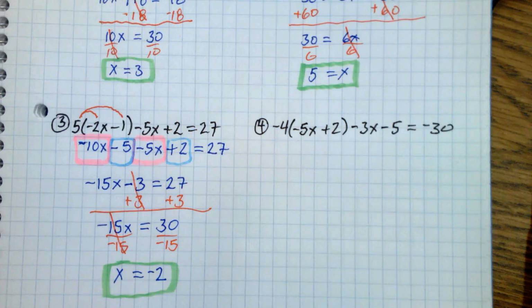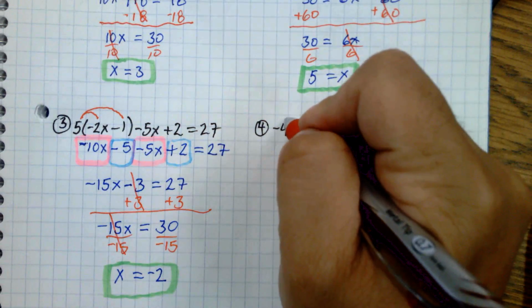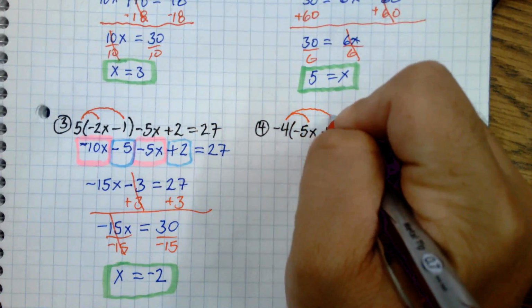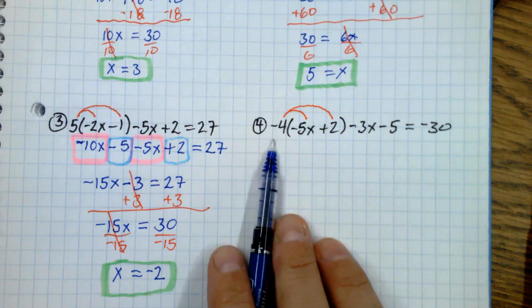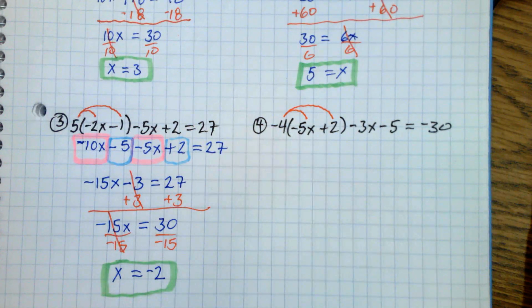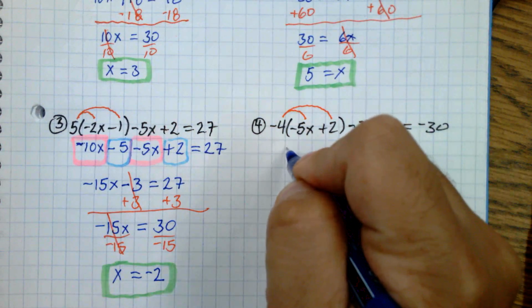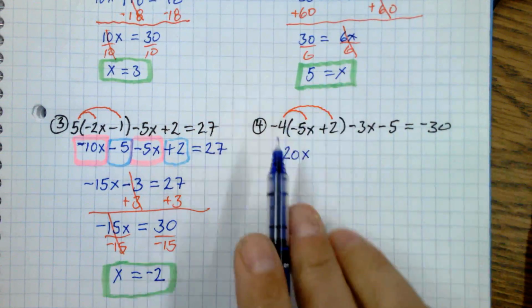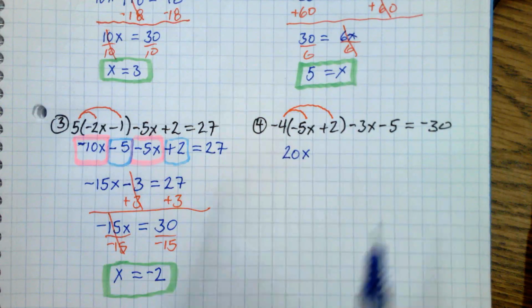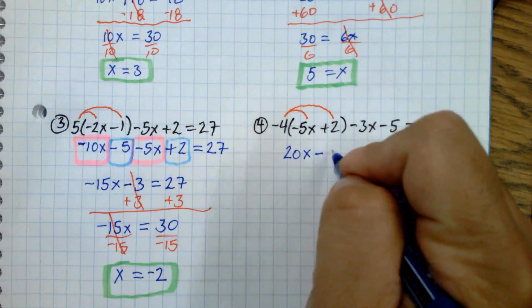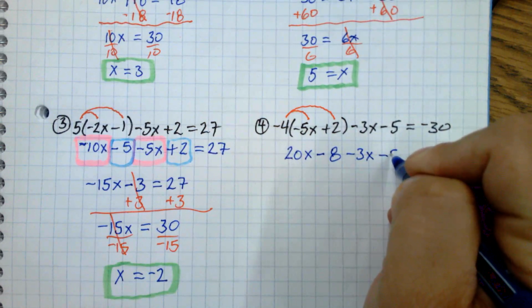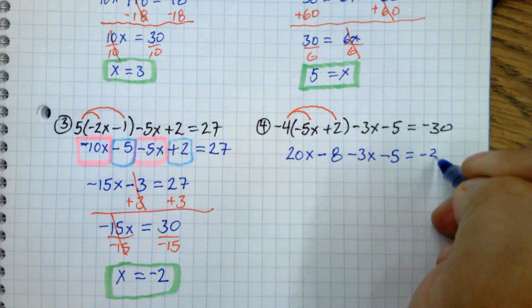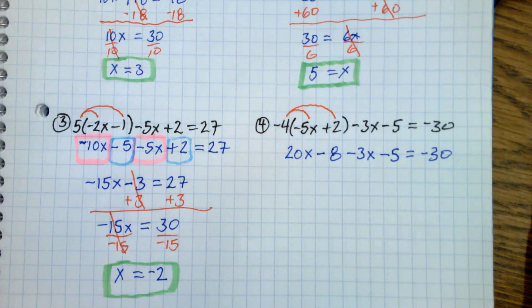And guess what we're going to start with? Distributing. This time we got to be a little careful, guys. We're distributing negative. Let's see. Yes. So the first one is negative 4. Think of that as, well, it is negative 5. So it's positive 20x. Then it's negative 4 times positive 2. So that's going to be minus 8. Minus 3x, minus 5 equals negative 30.